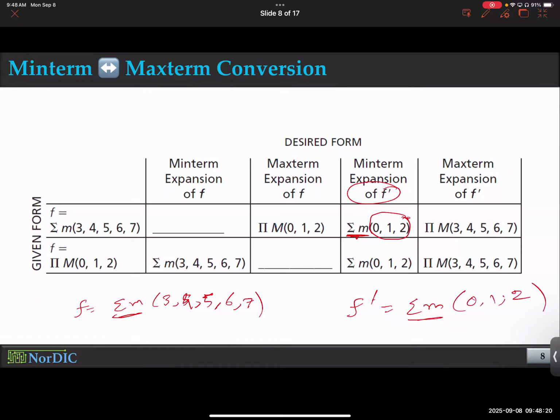And the difference between this and the max-term expression of the function, don't forget, is that the max-term expression has a product, not a sum. The min-term expression has a sum. Some people mix it up with the max-term expression. In the max-term expression, you also look for the missing terms. But remember, that is for the same function. It's not for the prime. It's for the same function, and it is in product form, not sum form.